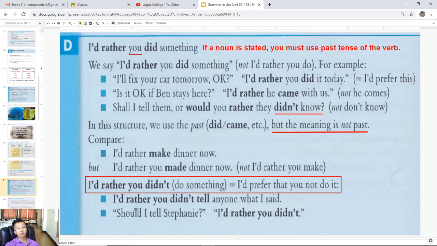Look at the example they gave you. I'd rather you didn't tell anyone what I said. Should I tell Stephanie? I'd rather you didn't.